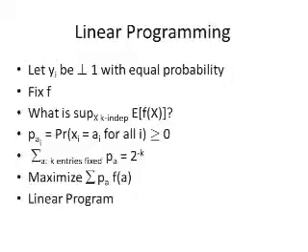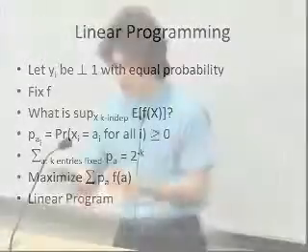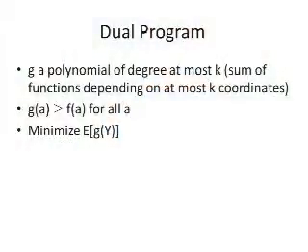And this is just a linear program, which, as a linear program, is somewhat complicated and perhaps not particularly insightful, but we can look at the dual program, which actually is a lot easier. If you work out all the details, the dual program is the following. We want to find g, which is a polynomial of degree at most k. Or in general, if each of your coordinates has more than 2 values, we want it to be a sum of functions that each depend on at most k coordinates. We furthermore want g(a) to be bigger than or equal to f(a) for all a. And we want to minimize the expectation of g(y).